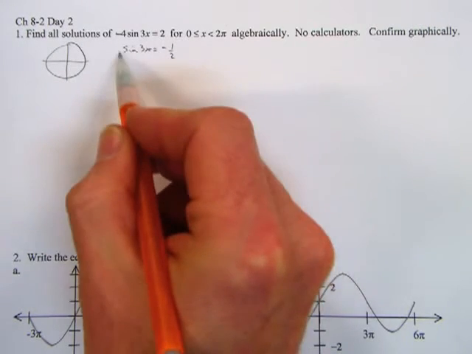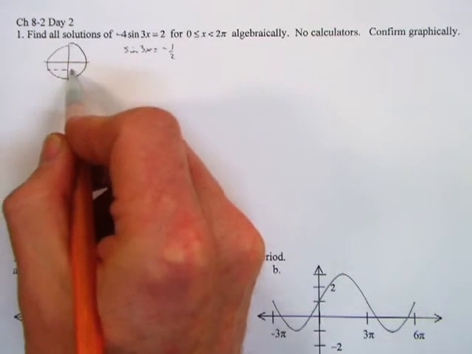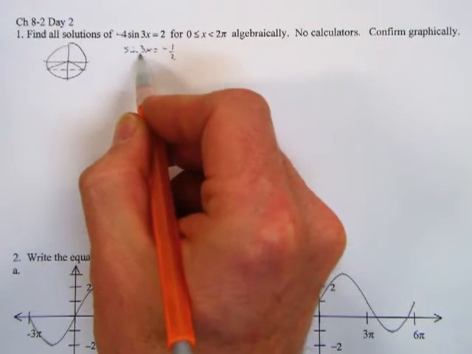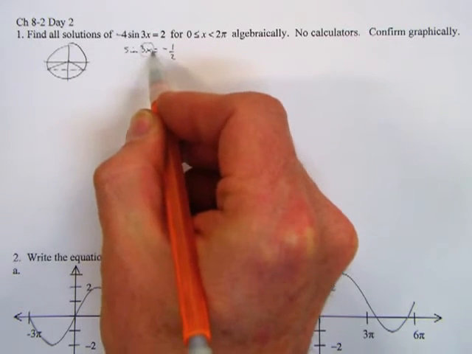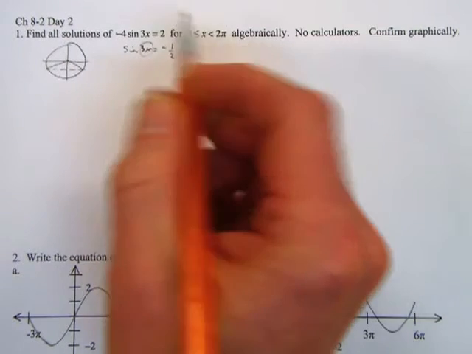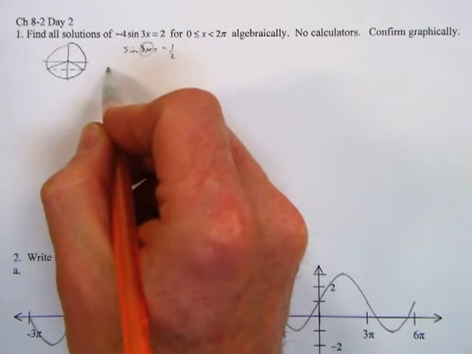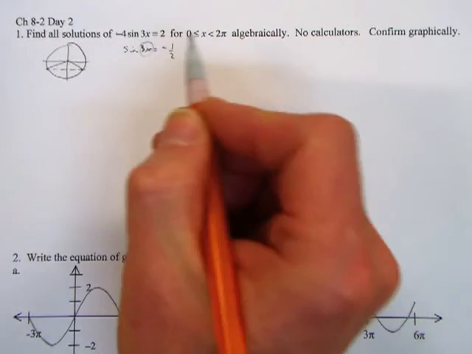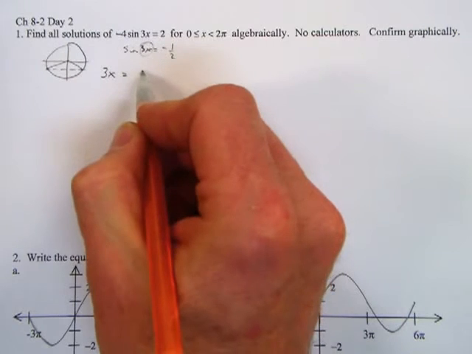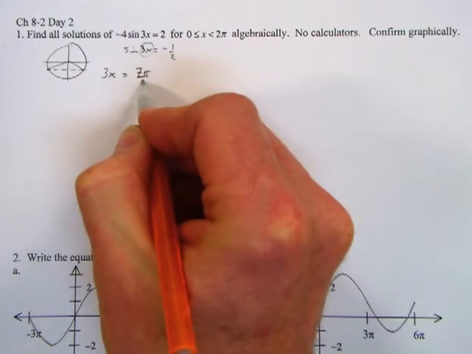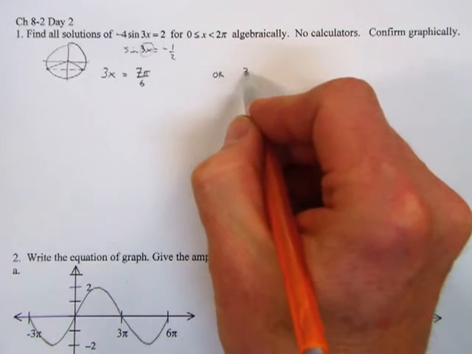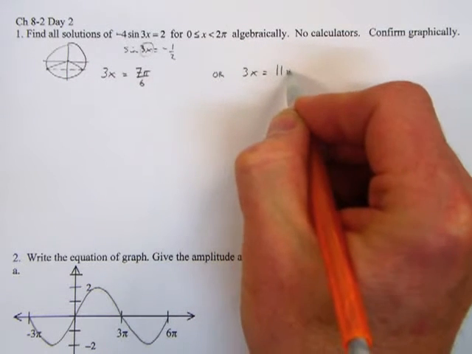Sine is a y value on the unit circle, y equals -1/2. We can see that there are two solutions here, but we have to be careful because it doesn't say theta, or just x, it says 3x. So what are these two solutions first? This one in the third quadrant will be 7 pi over 6. Leave some space here. Or 3x equals 11 pi over 6.